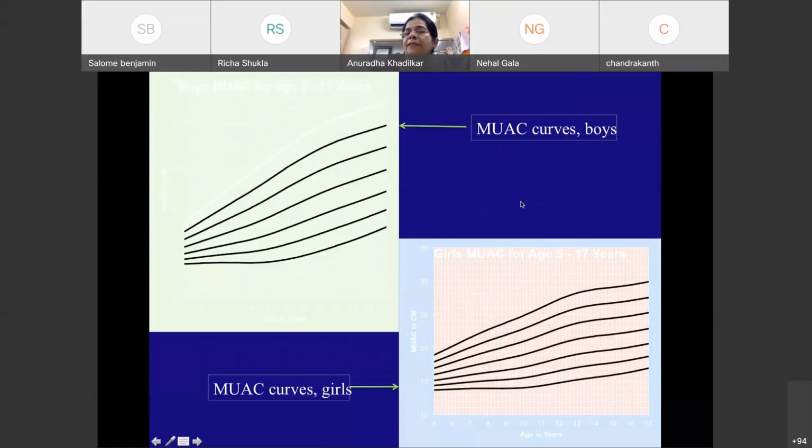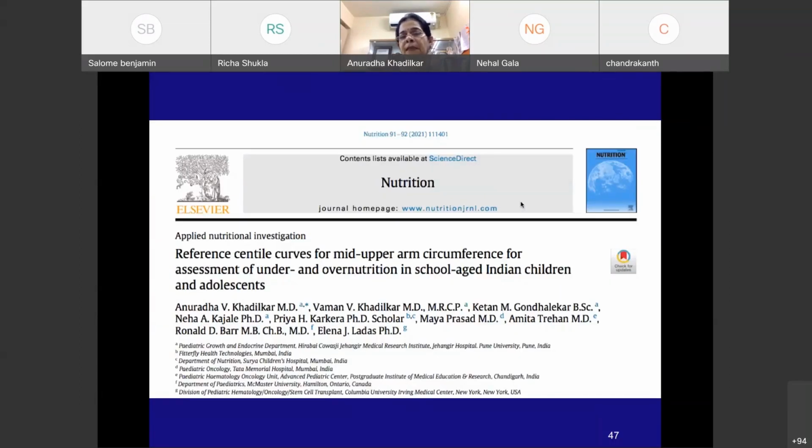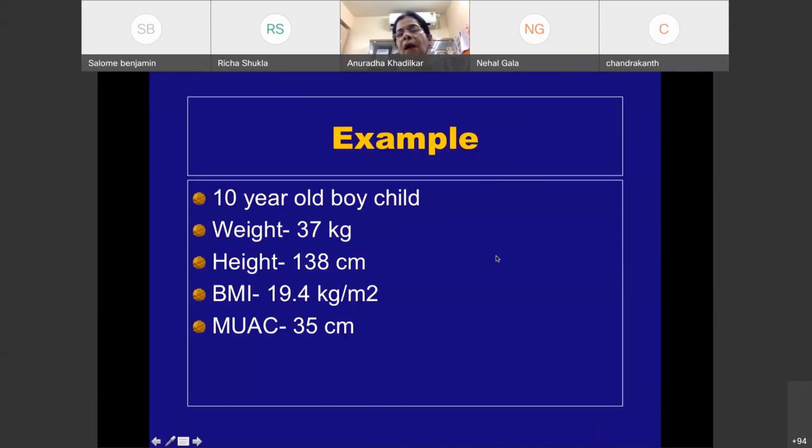What one will be using is a tape, which we are making at the moment. So this is the paper that came out last month, where we presented reference centile curves for mid-arm circumference for assessment of under and over nutrition in school children. So this can be used in Indian children now. Now, how do you put it all together?